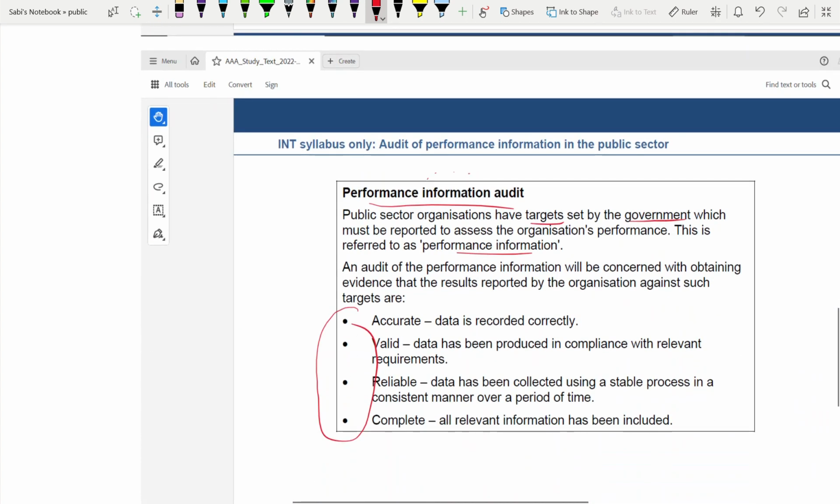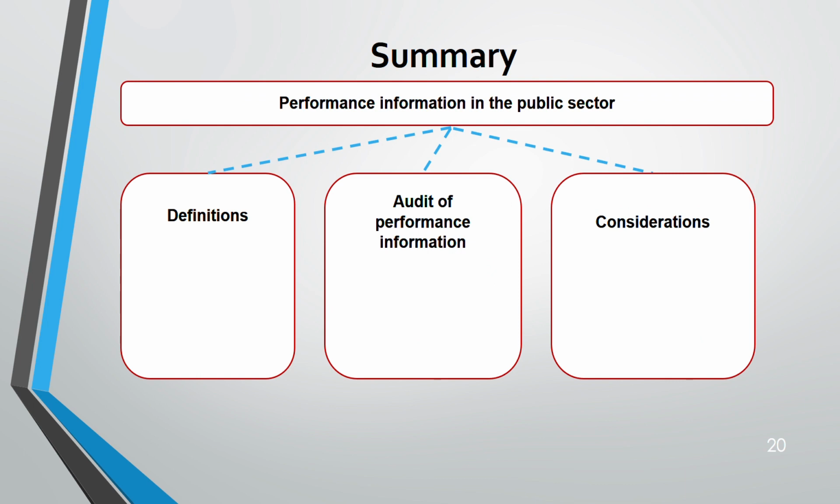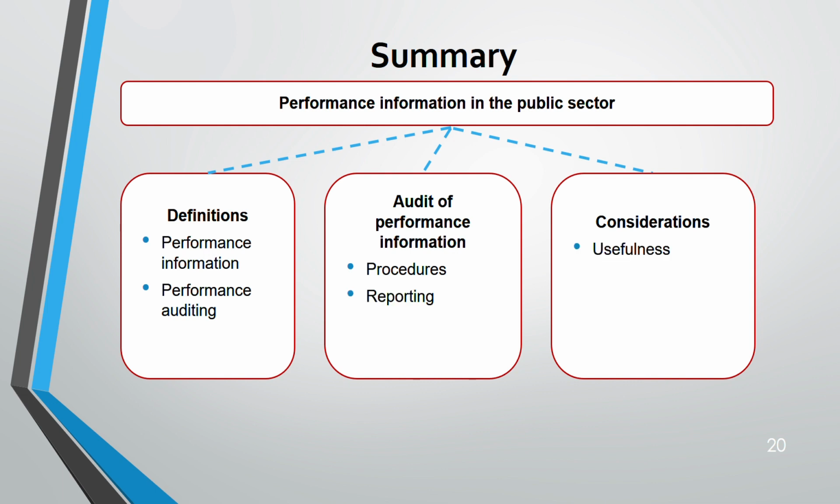Here, it is about whether targets have been met or not. Okay. So for performance information in the public sector, you have to see whether it's accurate, valid, reliable, and complete. So that's it for performance information. Definition is the target that government has set for each public sector body. Then performance auditing: the three E's, economy, efficiency and effectiveness. And in the audit, you need the procedure, you need the reporting, and considerations are usefulness, measurability, and relevance.